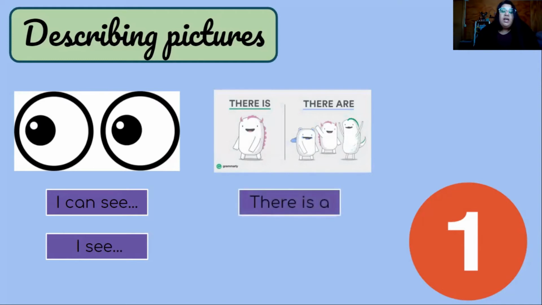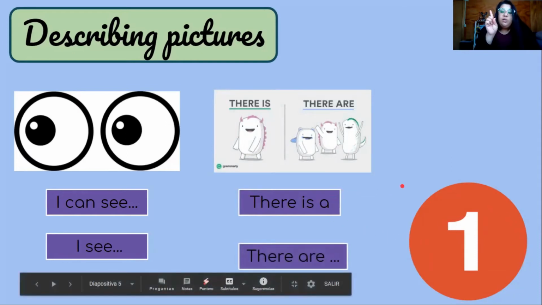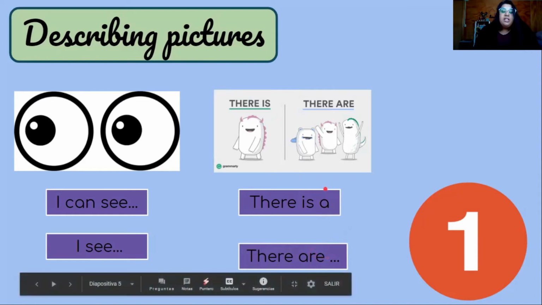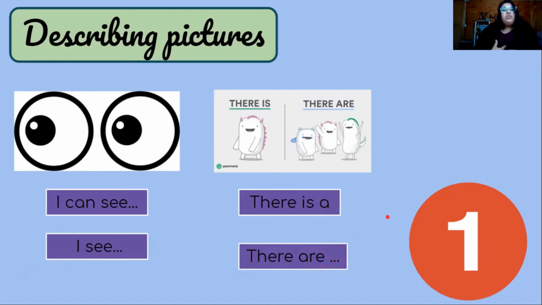So I'm going to say there is a and there are. Remember, there is a singular. There are 1, 2, 3, 4, 5, 10, 11, a million, a billion. Remember, there is a singular and there are it's plural. So I am going to start describing the picture by saying I can see a woman, I can see a park, or there is a woman, there are 3 men, okay?